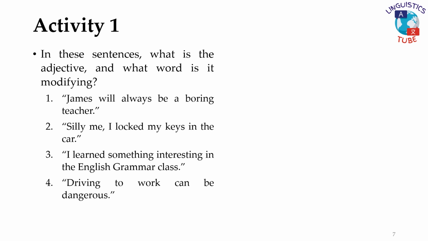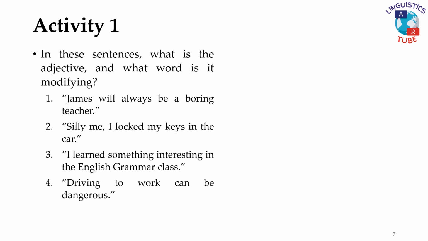Some of these sentences have more than one adjective or noun, so I will say modifier instead of adjective, and modified instead of noun. In the first sentence, the modifier is boring, and the word being modified is teacher. In the second sentence, the modifier is silly, and the word being modified is boring. In the third sentence, the modifier is interesting, and the word being modified is something. In the fourth sentence, the modifier is dangerous, and the phrase being modified is driving to work.